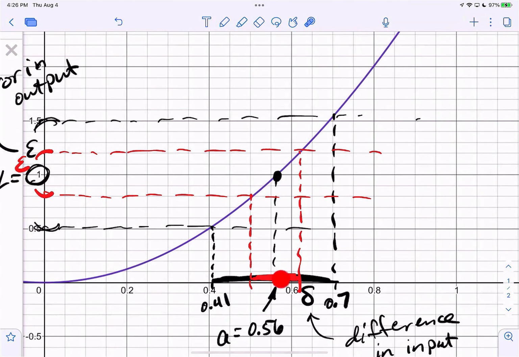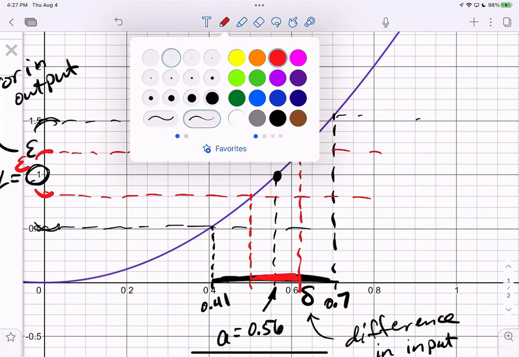So as long as I'm this close to 0.56, and it looks like that's close to about 1/5, as long as I'm within about 1/5 or 0.2 of 0.56, then all those inputs will give me outputs for the function that are contained in this red band here. I still don't think that explains it, but we're still going to keep going.